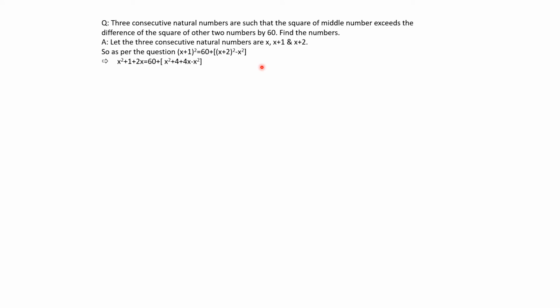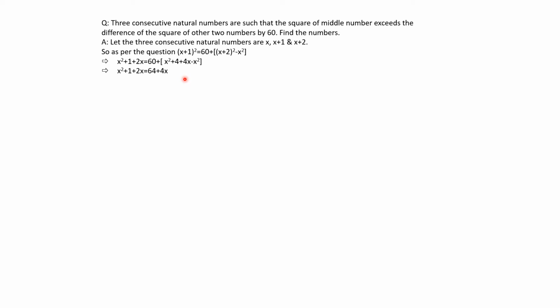Now go for expanding the square factors. On the left hand side we get x square plus 1 plus 2x, and on the right hand side we get 60 plus x square plus 4 plus 4x minus x square. Now here x square and x square get cancelled, and 60 plus 4 becomes 64 plus 4x on the right hand side.